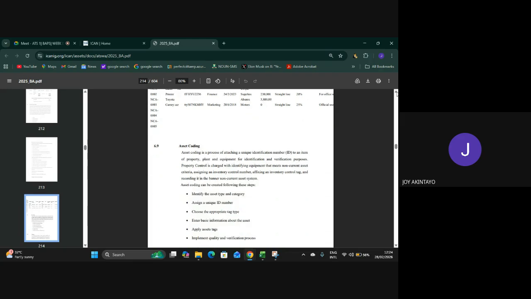Asset coding. That's attaching an identification number to your item of property, plant and equipment for the sake of identification and verification. So we need it as a control against theft. Are we together?